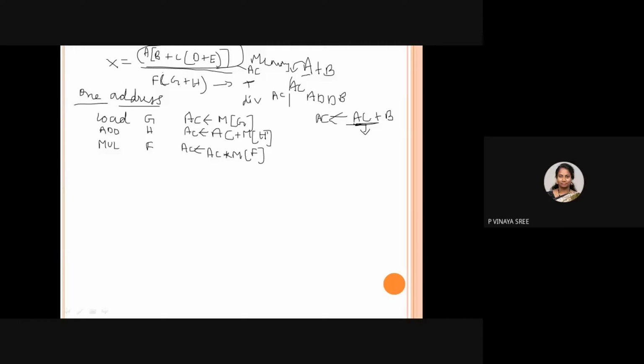Why? Because this entire part is available in an accumulator, so we need to store it in one location so that the result will be stored. So we go for store, where we need to store in a location t. Store t means in a memory location t we are storing the accumulator content, which is f into g plus h.